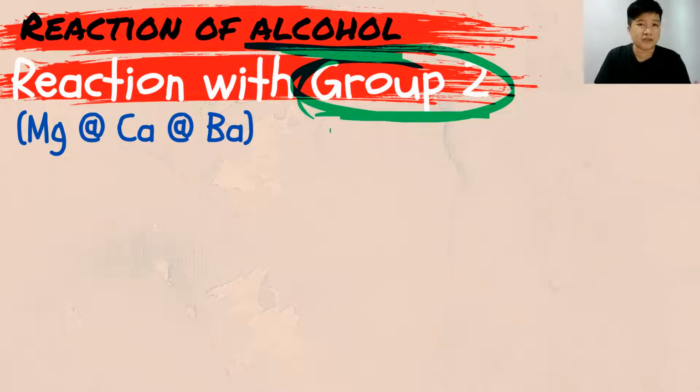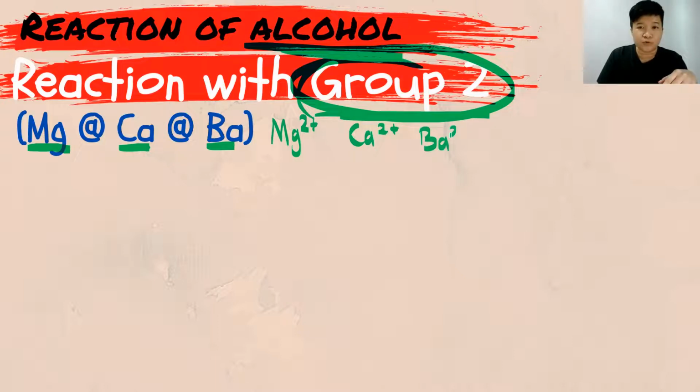Next, let's look at the reaction of alcohol with group 2 metal. What happens when you react with group 2 metal? The examples of group 2 metal that I give to you are magnesium, calcium, and barium. And we know that as group 2 metals, there will always be Mg2+, Ca2+, Ba2+. That is your group 2 metal.